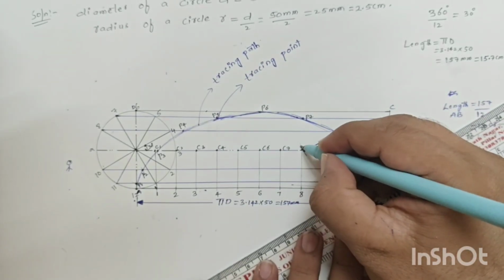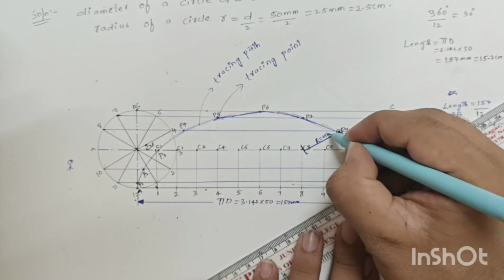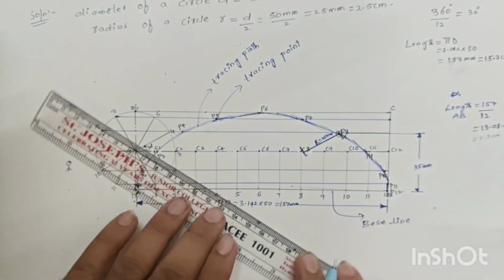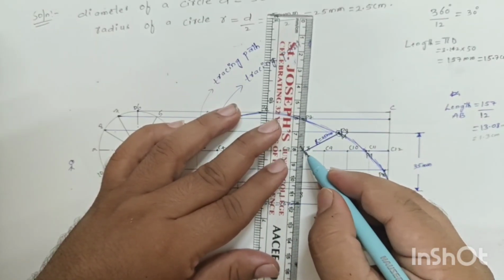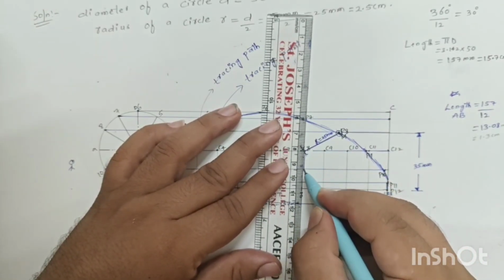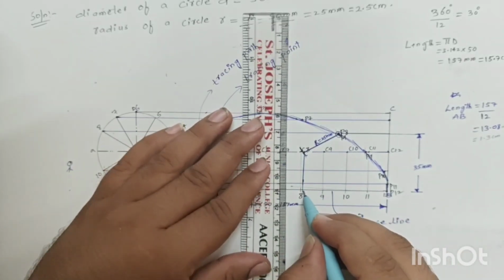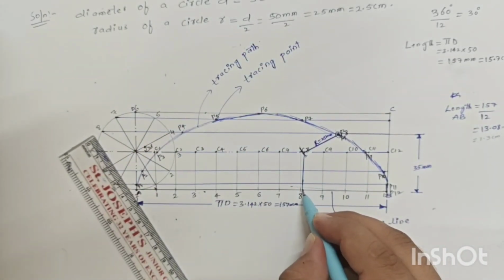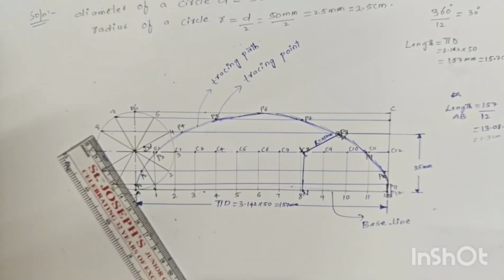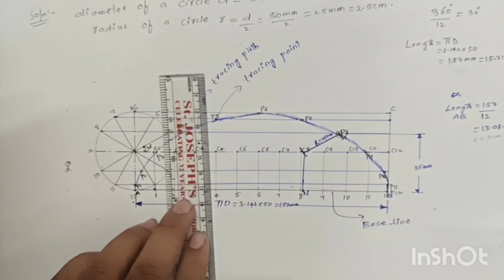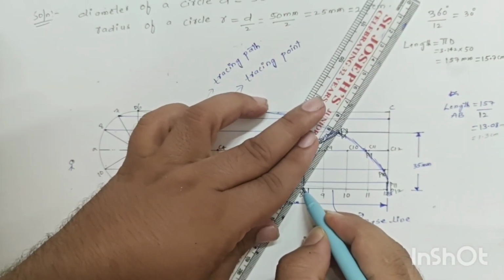Clear? This is our arc. Radius how much? 25 mm. Nothing but 2.5 centimeter. From this point, draw the vertical line. This line should touch on the baseline. Where we have to touch? If it touches on the baseline, this point is called as a normal point. What we can say here? Normal point. You need to pass a line from the normal to median.